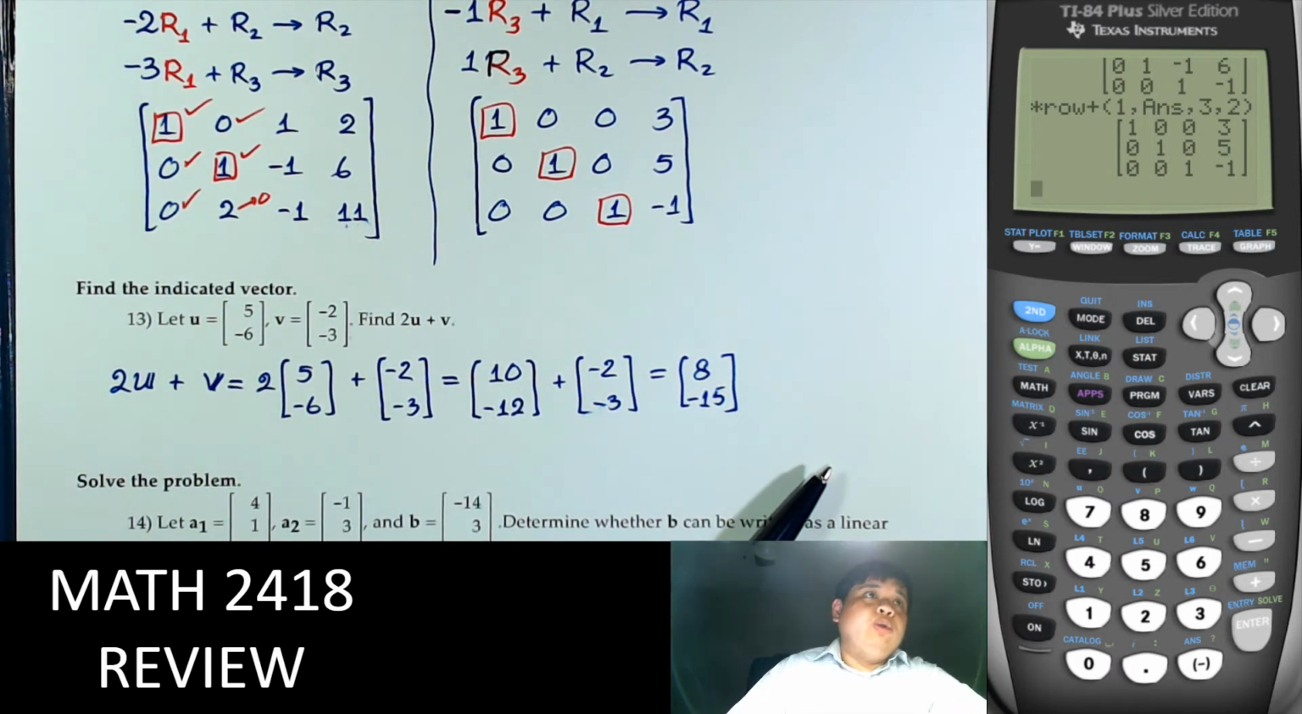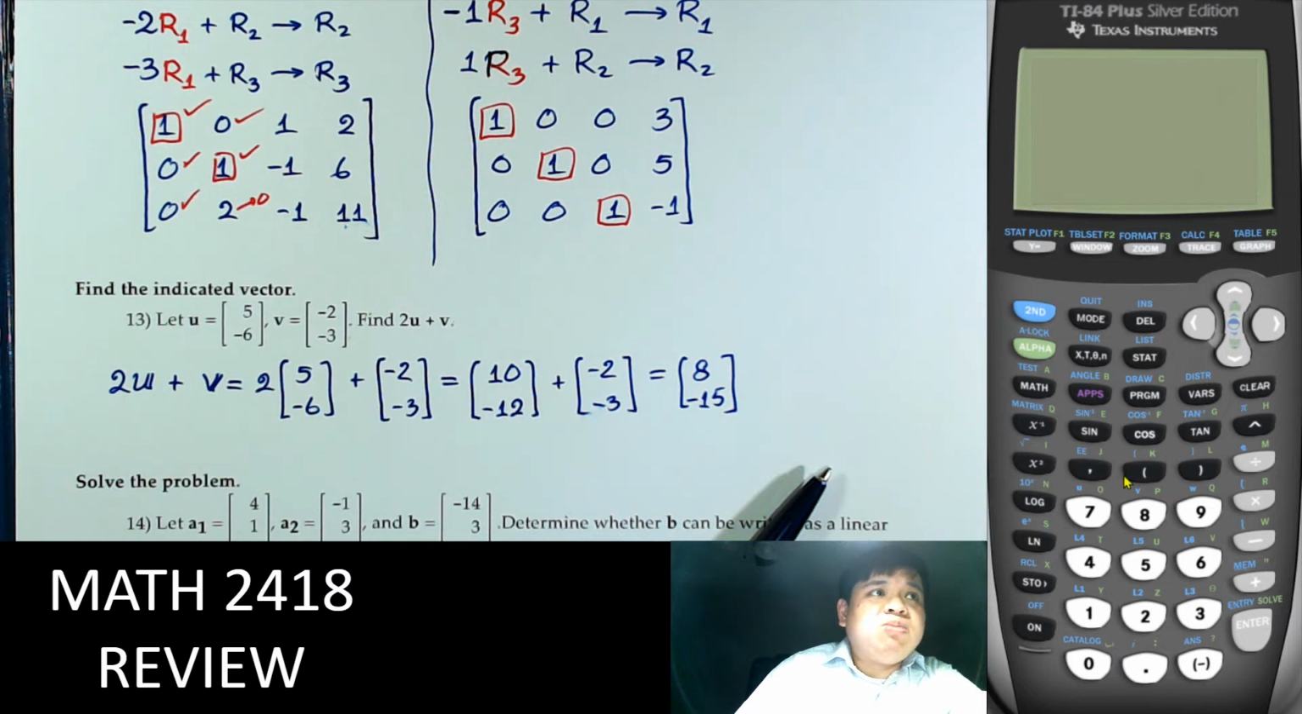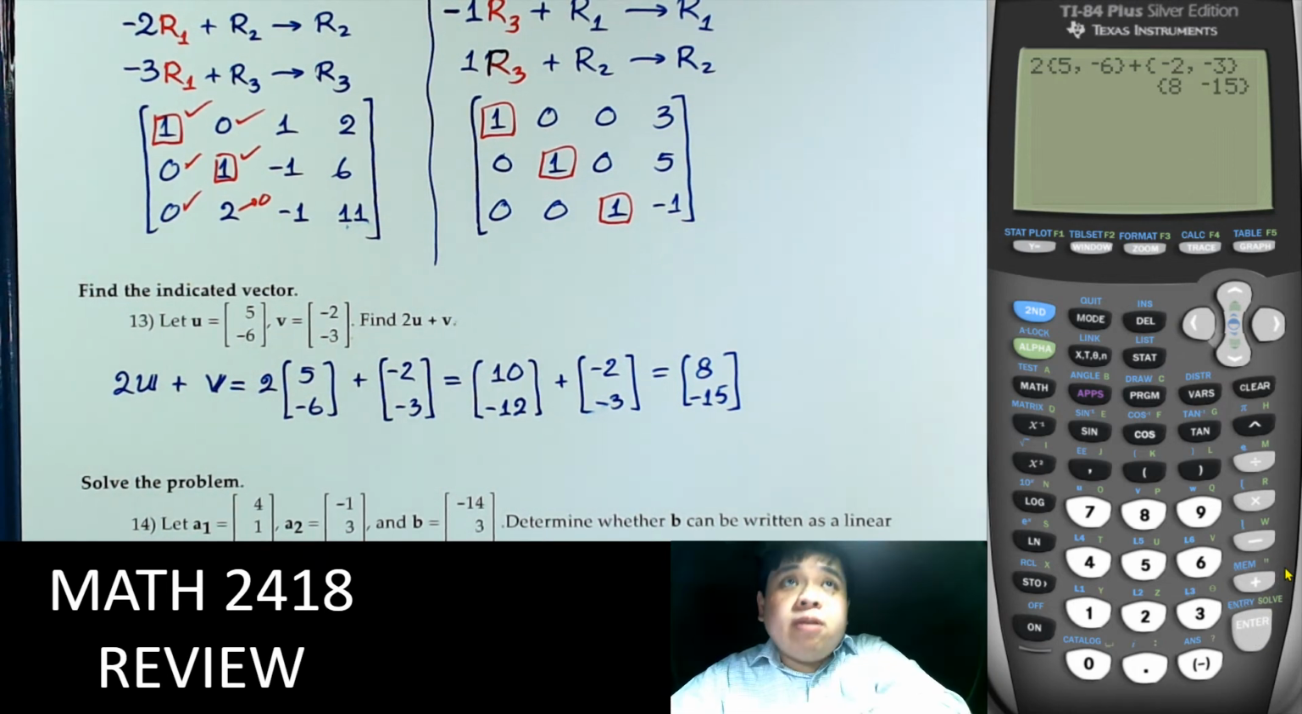Of course, if we use the calculator, we can utilize the list option. So we have 2 times second parentheses 5 comma negative 6. So it's just like a vector that has 2 components. Then plus second open parentheses negative 2 comma negative 3. We close that. 8 negative 15. Right, so that's what we have.